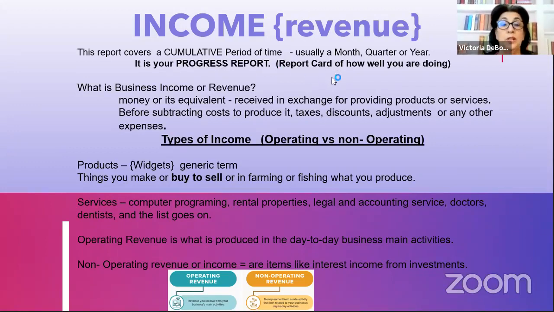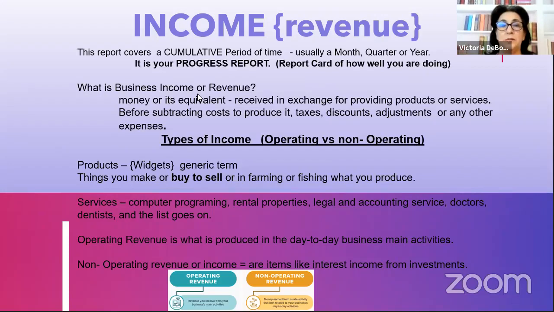We're going to go into some details as to how this statement is broken down. So what is business income or revenue? Money or its equivalent. I know that these days there is some bartering going on and some other things like that, but money or its equivalent. We've got cryptocurrencies out there too. Received in exchange for providing products or services. And that's before subtracting any costs to produce it, any taxes, any discounts, adjustments, or any other expenses.